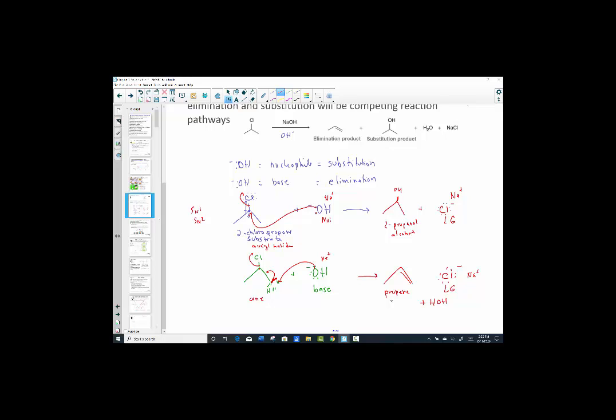How do we promote substitution over elimination? How do we select a solvent? How do we select the proper nucleophile? How do we select a base if we want to have it as an elimination? And we'll even consider temperature as another reaction condition to promote elimination over substitution.